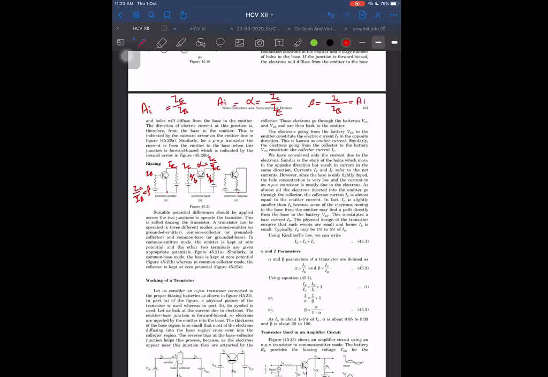All these are current gains. But alpha is a special symbol given for common base current gain, and beta is special for common emitter current gain. For common collector current gain, there is no special symbol, but it is beta plus 1, because IE can be written as IC plus IB. IC plus IB upon IB will become beta plus 1. So it is beta plus 1 for this current gain.